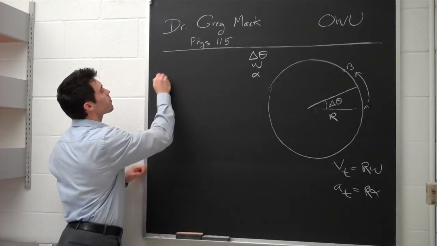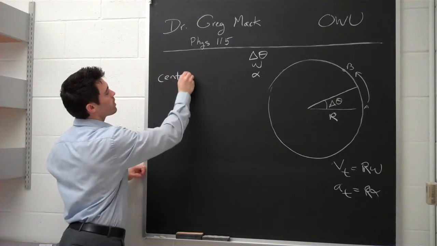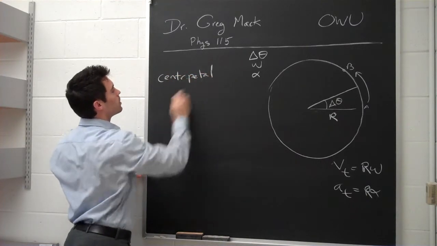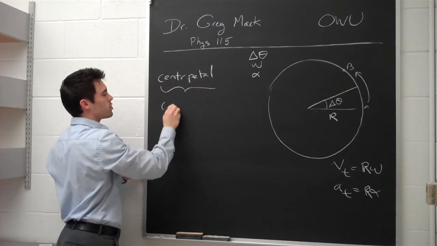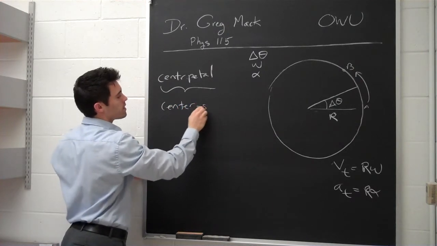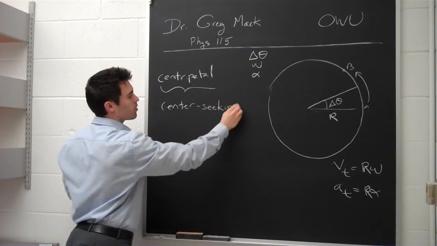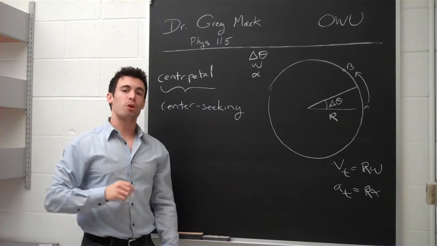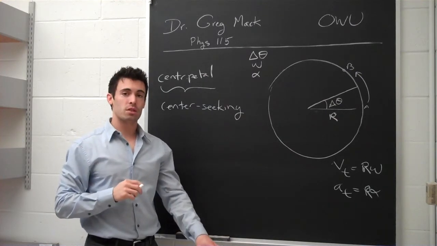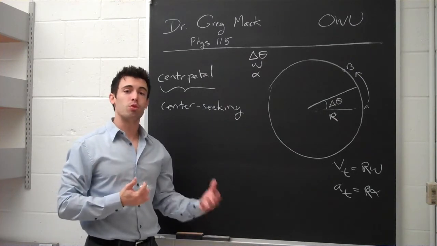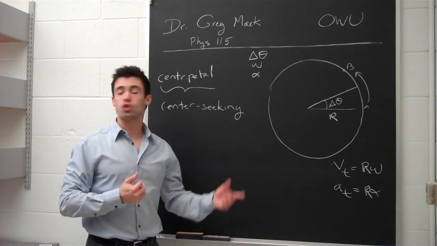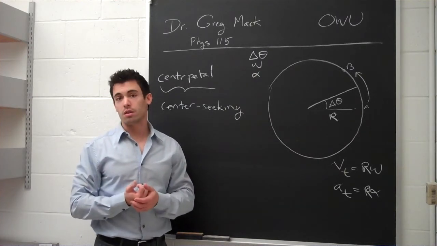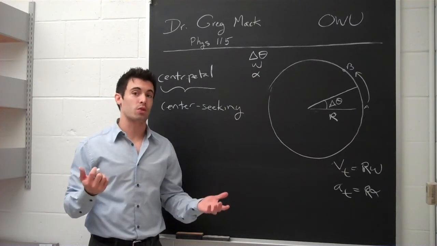So the word centripetal means center seeking. And so the centripetal acceleration of an object, something that is being forced to move in a circle, is directed towards the center by whatever is causing it to move in that circle.